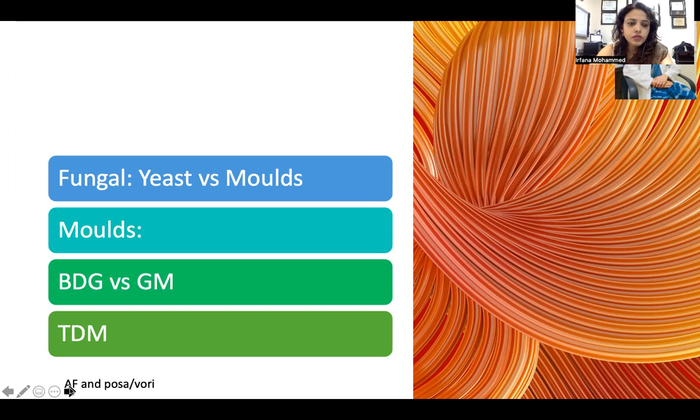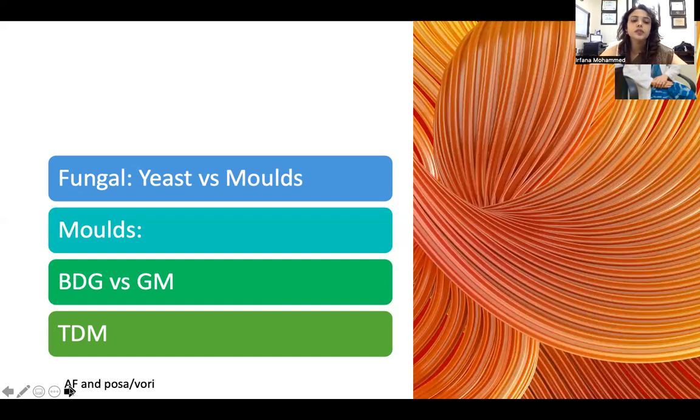So these are the fungal markers: beta-D-glucan and galactomannan are the fungal markers which are routinely used in our practice. And TDM is therapeutic drug monitoring. So we'll discuss each thing in detail.